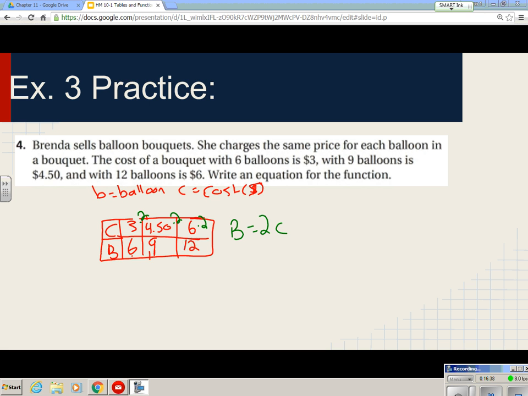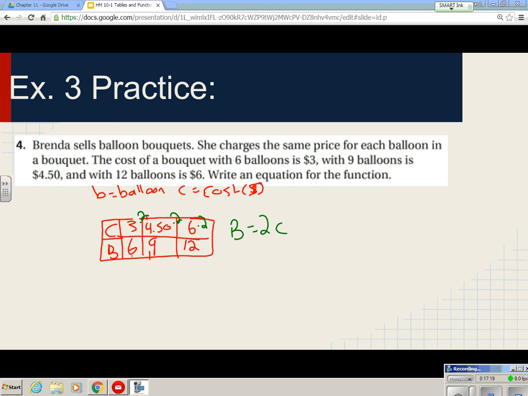All right, so here's the answer that I got for my problem. I made B the number of balloons in the bouquet, and C equal the cost. So I noticed if I spent $3, I got 6 balloons, $4.50, 9 balloons, $6, 12 balloons. I was doubling it. I was multiplying by 2. So basically I wrote B equals 2 times the cost. For every dollar I spent, times 2 is how many balloons I got. So that was pretty easy for me to figure out.